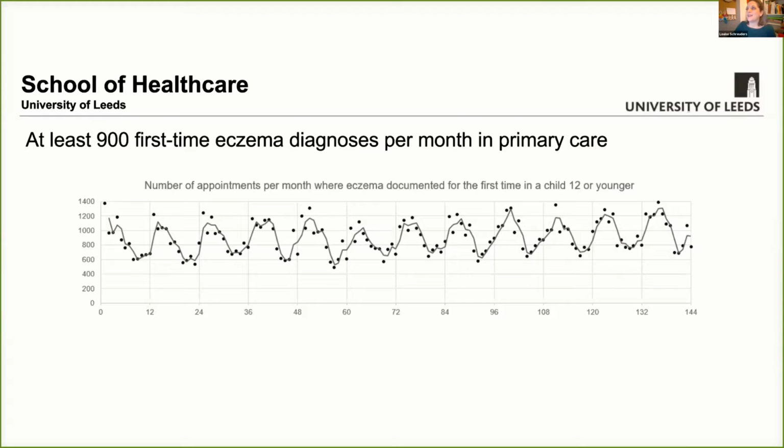So the size of this problem, as you saw from the previous slide, there was representation in our data set from all of the counties across England. And this was the number of appointments per month where eczema was documented for the first time in a child who was 12 or younger over this period, from 2003 to 2013. There were at least 900 first-time eczema diagnoses per month in the primary care setting.